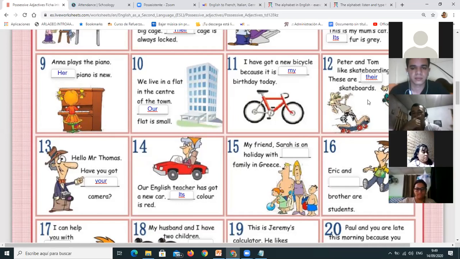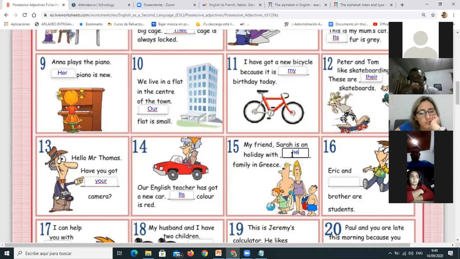Number 15. My friend Sarah is on holiday with her family in Greece. In this one, thank you, we are using her, because we are talking about Sara. Sara está de vacaciones con su familia, with her family. Number 16.